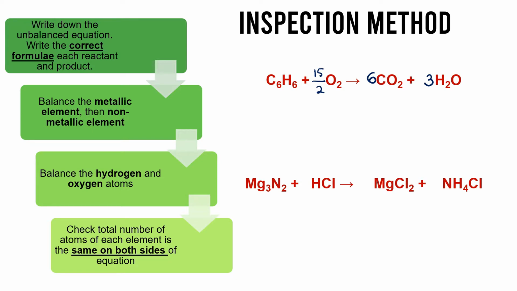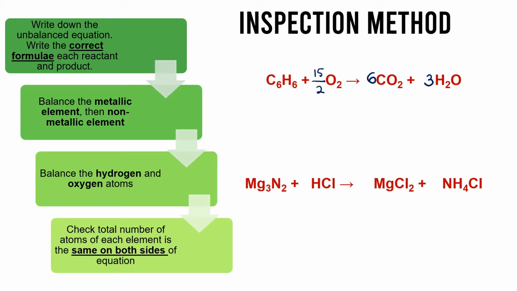And the last step, we have to check that the total number of atoms of each element is the same on both sides of the equation. Let's check once again. We have 6 carbon on the left, 6 carbon on the right, 6 hydrogen and 6 hydrogen here. And lastly for the oxygen, we have 6 times 2, 12, plus 3, 15, and here is 15 over 2 O2. So you can cancel these two. Hence you will get 15 oxygen on the left and 15 oxygen on the right.